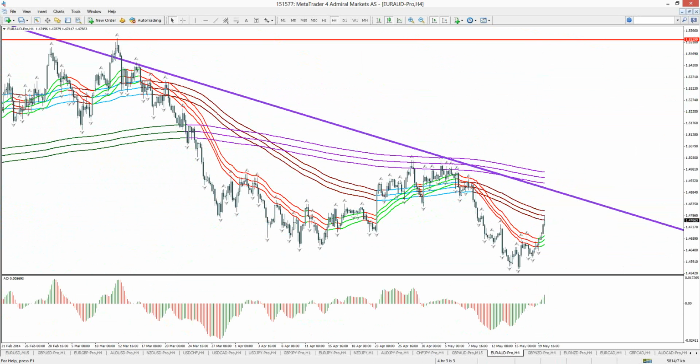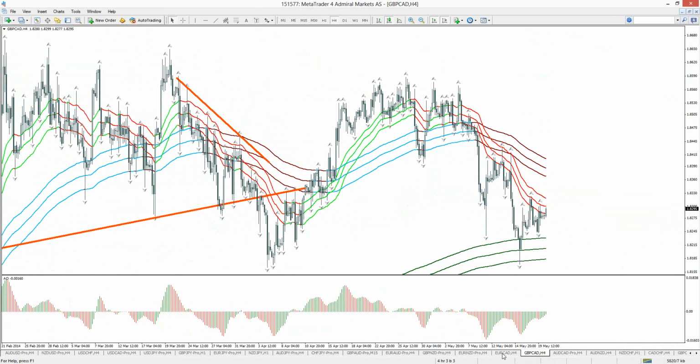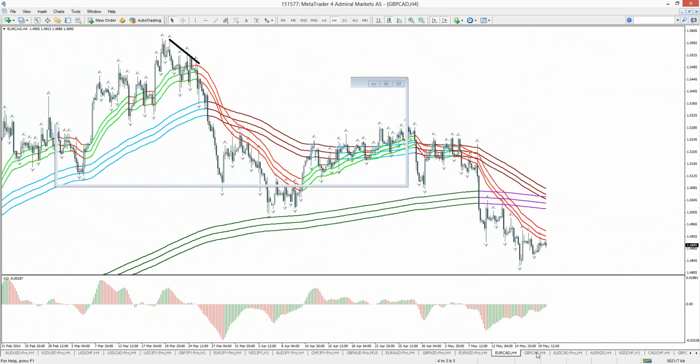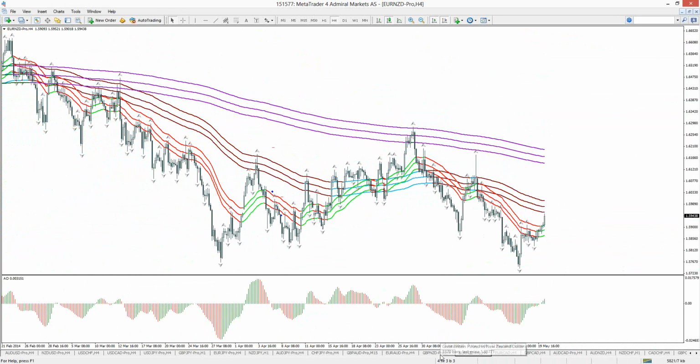Let's see. Those are not the most appealing to me. Maybe the odd USD a bit more than the yen, certainly. And the others, the more exotic crosses, are not particularly set up very interesting. No.